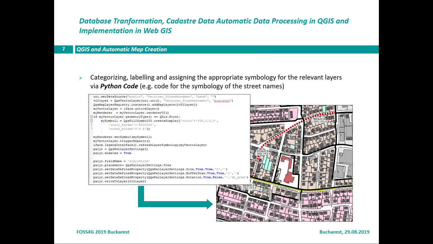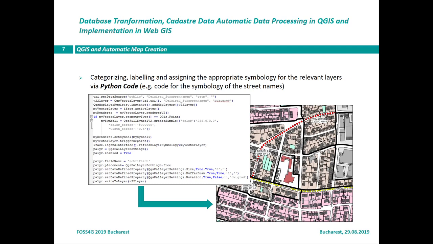So the second important part of this project: after finishing the database layer preparation, it is time for visualizing in the GIS desktop. As I told you, this is the point to jump from commercial to open source by using QGIS. This is just one really small part of the code that we developed, connecting to the database, taking the data and giving the size, buffer, rotation.